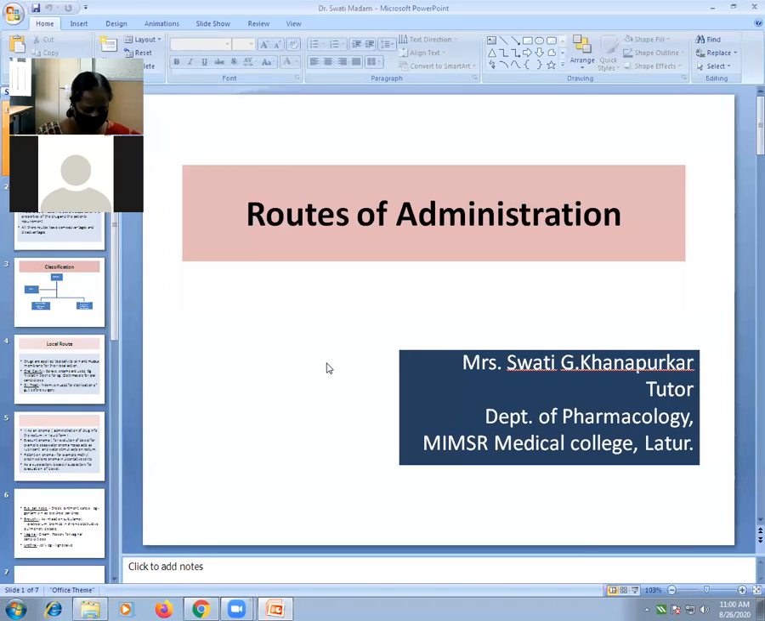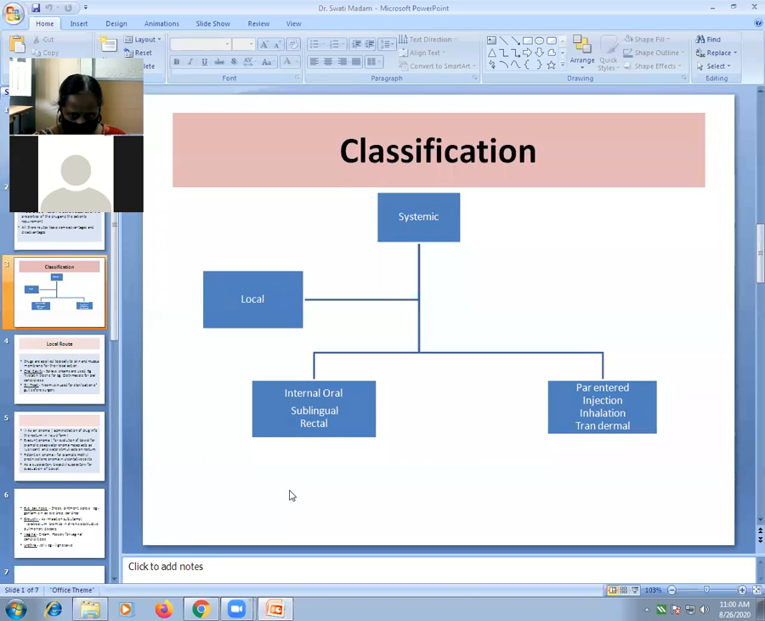Today we are taking routes of administration. What are the routes? Drugs are given by oral route, parenteral route, and topical application. Now we will see the routes of administration.